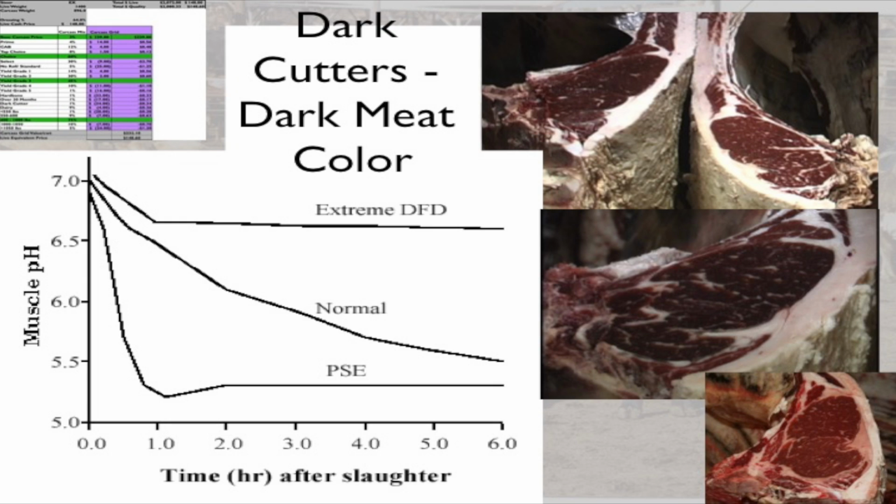There's nothing wrong with the meat from a food safety standpoint. The problem is that consumers don't want to buy dark colored meat. They like bright cherry red colored meat. And that is the ideal color of beef, is bright cherry red color.